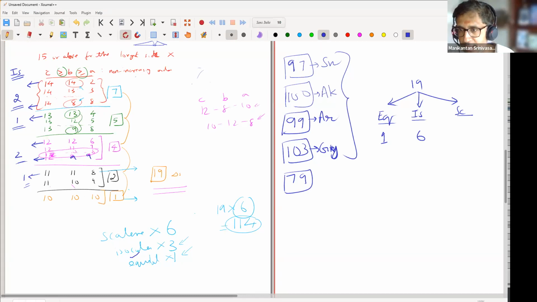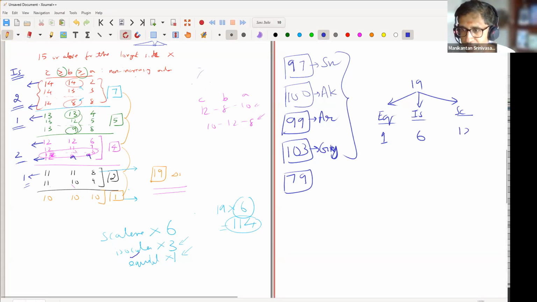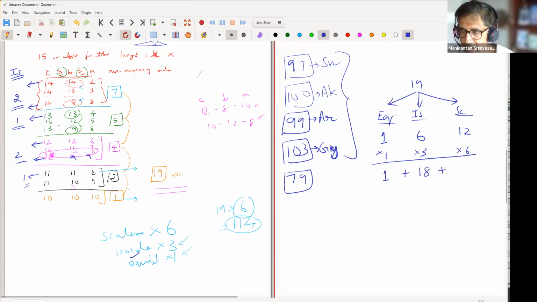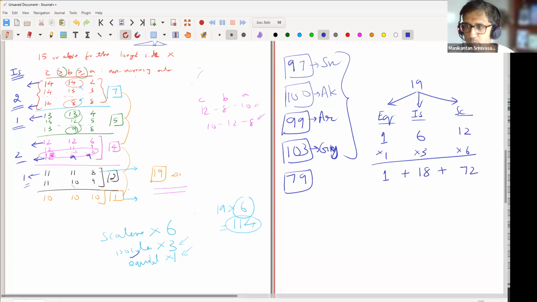So how much is this? 19 minus 7, which is 12. So this gets multiplied by 6. This gets multiplied by 3. This gets multiplied by 1. There's only one equilateral triangle, right? There are 18 isosceles triangles, and there are 70 scalene triangles, right? So there's 91. I'm very happy none of you got it right, right?